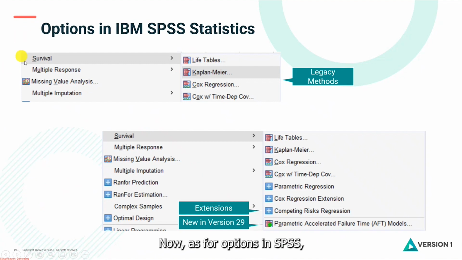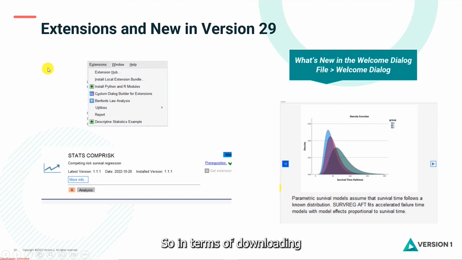Now, as for options in SPSS, you can see we have the legacy methods here, but we also have extensions. So here are the extensions. And then new in version 29, we have parametric accelerated failure time models. In terms of downloading extensions, you would need to go on the extensions menu, go to Extension Hub, and then you can search for the desired extension. Here we've got competing risk survival regression. If you tick Get Extension, it will install it into SPSS.